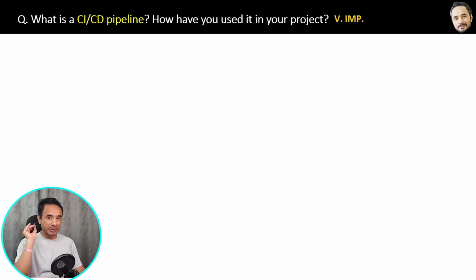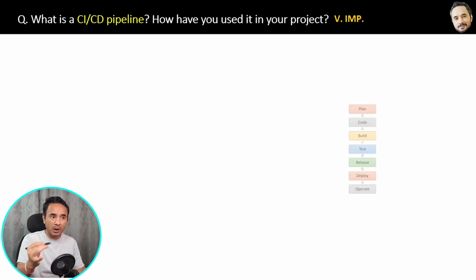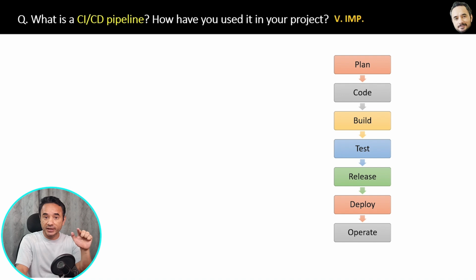What is CICD pipeline? Have you used it in your project? By the end, you will be super confident on CICD pipeline. Now, if you have some experience as a developer, then you already have some idea about these steps involved in creating an application. First, plan, then code, build, test, release, deploy, and finally operate, or you can say monitor the production application. Okay, so that is the normal application life cycle.